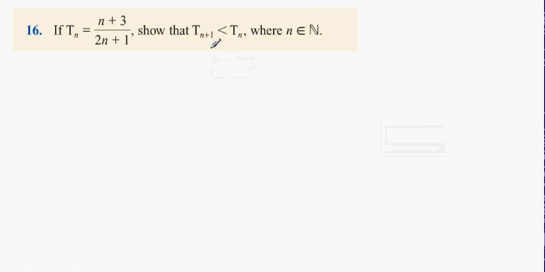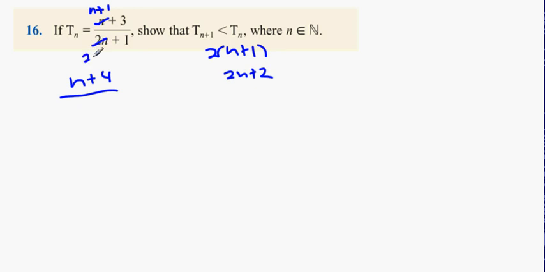Okay, so this one here is show that Tn plus 1 is less than Tn. So what we're going to do is replace n with n plus 1. So this n turns into an n plus 1, and now we're going to have n plus 4 on top. The bottom one is going to be 2 times n plus 1, which is 2n plus 2. This 2n plus 2 gets added on to the 1, then comes 2n plus 3.